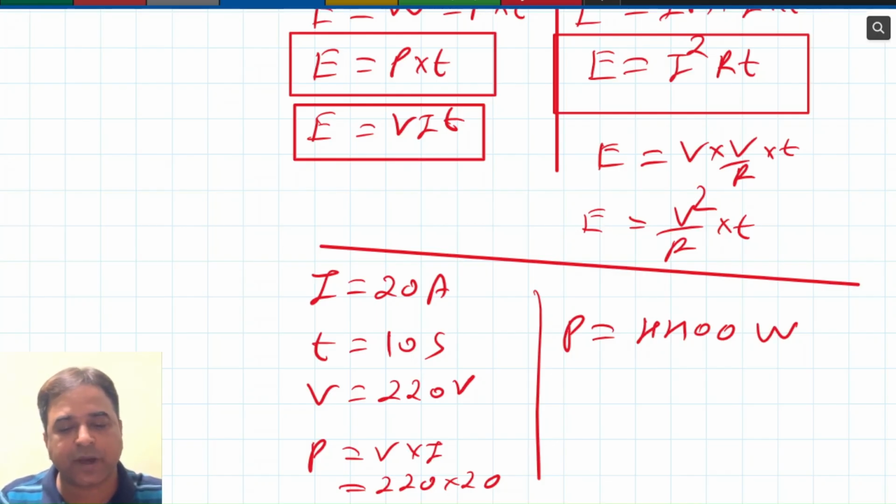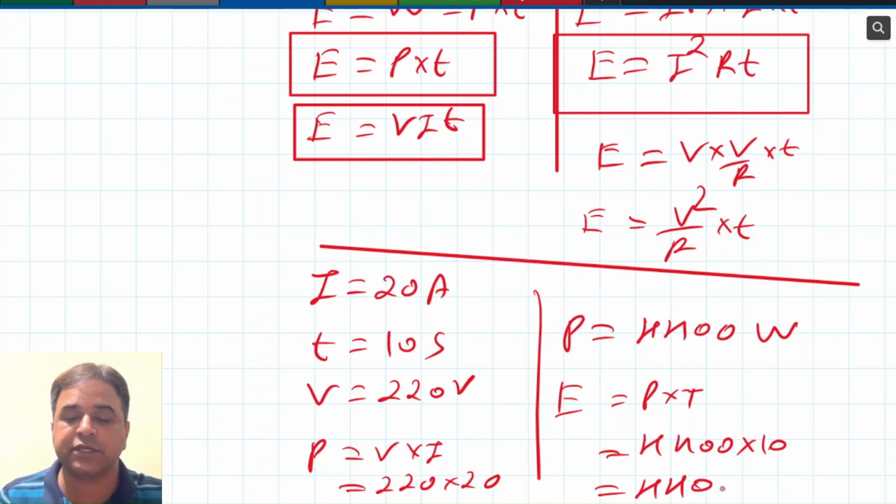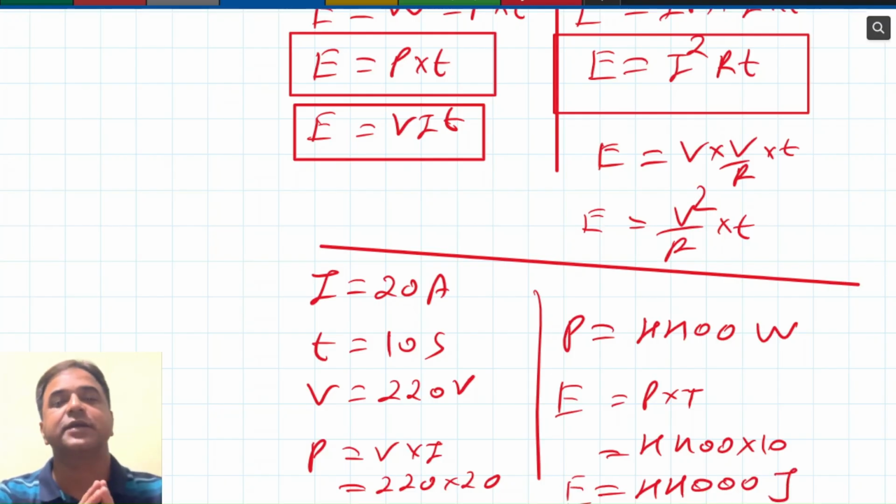Now once you know power, if you are asked to find out energy, how much energy? Power into time. So power was 4400 multiplied by time, which is 10 seconds. So how much energy is that? It is 44,000. Now what will be the SI unit of energy? You will write joule. So the SI unit of energy we are taking as joule. So this is about electricity.